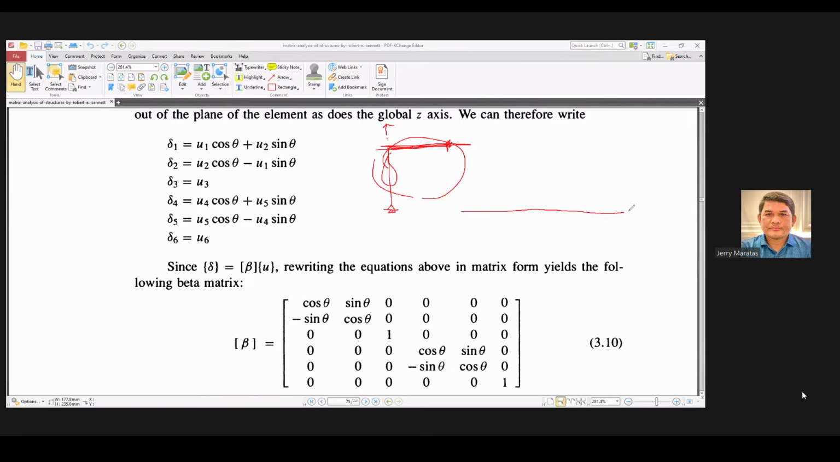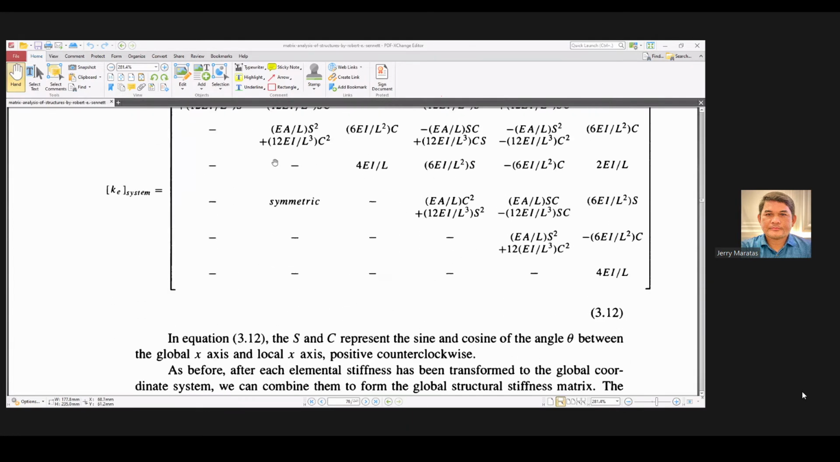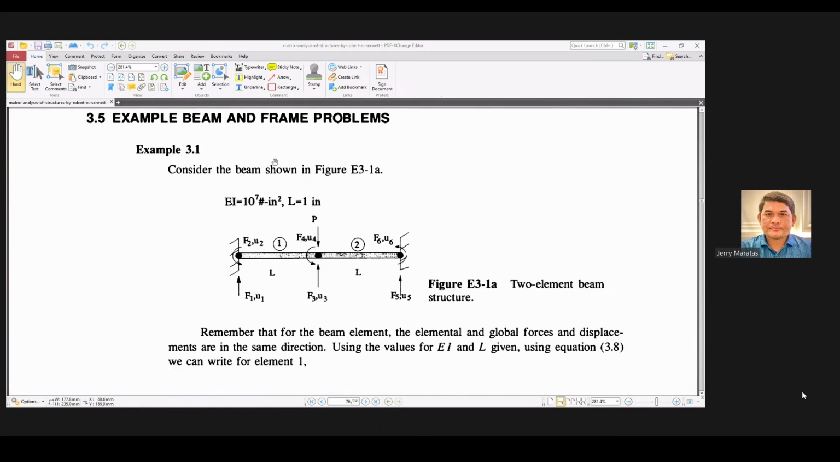Okay, whereas for beams, even if there are many supports, it's only in one axis, right? It has only one axis. Okay, so you don't need this beta transformation matrix, like the one for frames. Okay, beam.